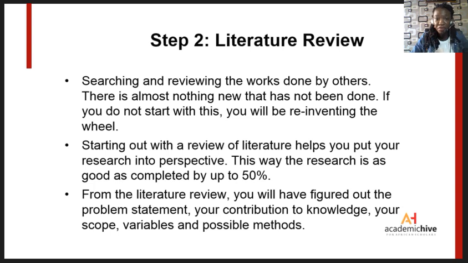So from the literature review, you would have figured out what the problem statement would be. You would have figured out how well you can contribute to this existing knowledge. You would have figured out the scope you would like your research to concentrate on. You also get to know the possible variables you'd want to work on and the methods you can adopt for your research. How are you able to come up with all this? Because you have reviewed the works done by others. Step 3.